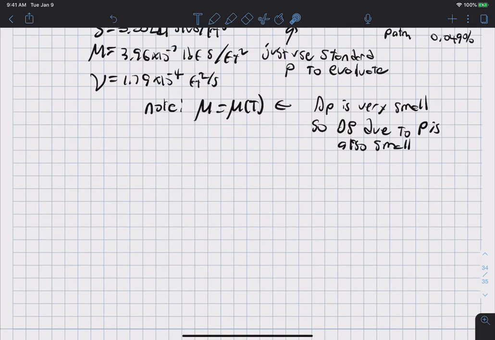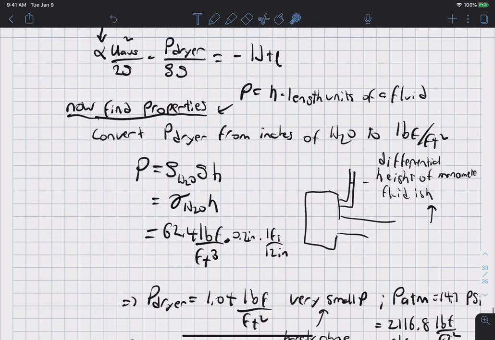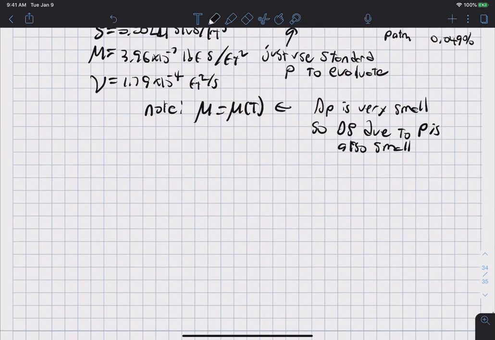Okay, so now we have the properties. So we know P_dryer. We are looking for the average velocity. Now we need to find the head loss. Okay, so now determine the head loss.